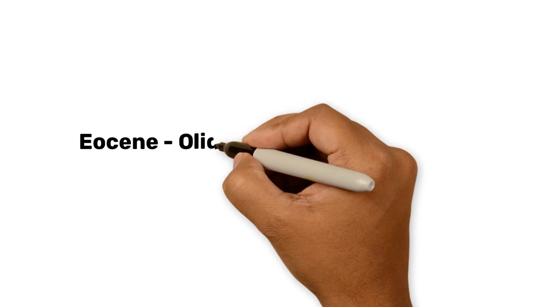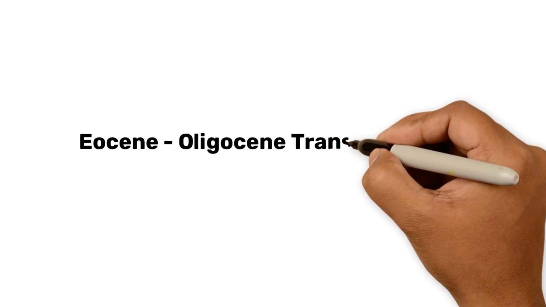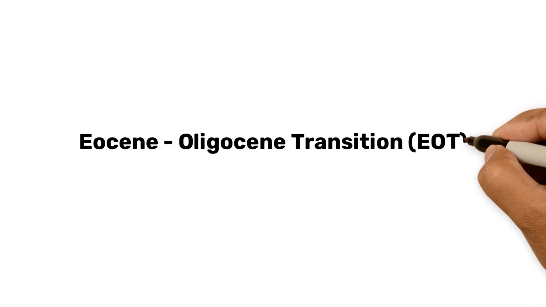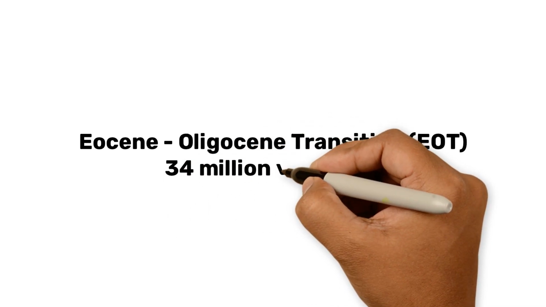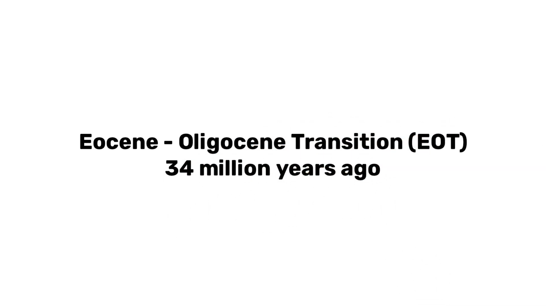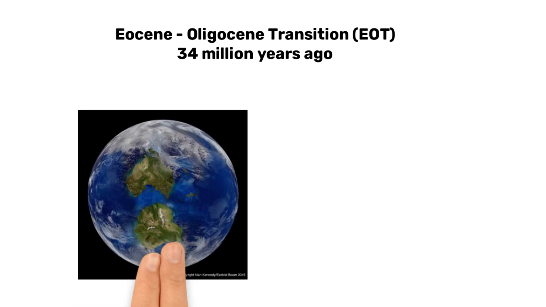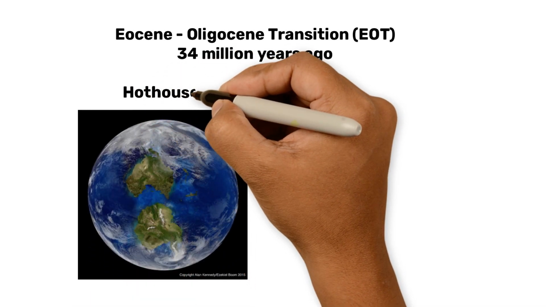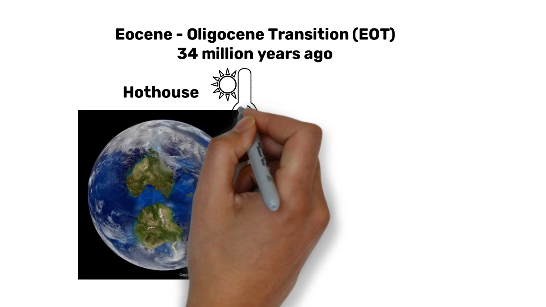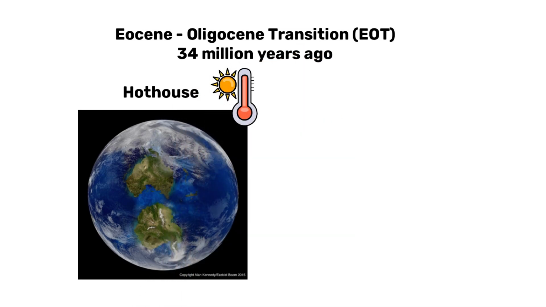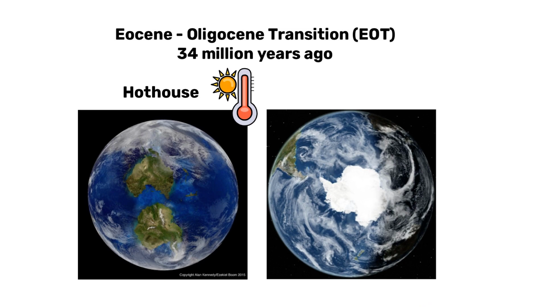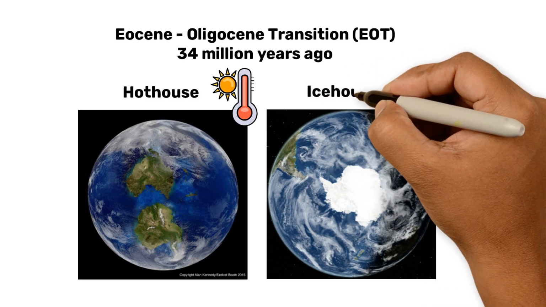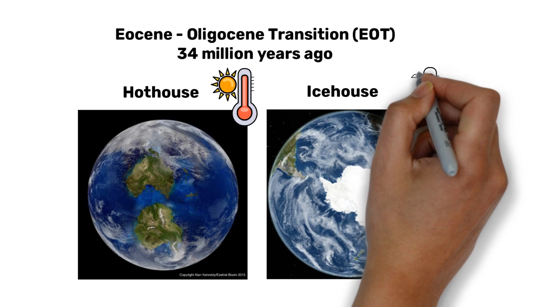The Eocene-Oligocene transition, also called the EOT, happened around 34 million years ago and marks a major climatic event in Earth's history. Before the EOT, the Earth was characterized by a hothouse climate, with no significant ice sheets as Antarctica was covered by forest. After the EOT, Earth shifted to an icehouse climate and Antarctica was covered by a thick ice sheet, more like today.